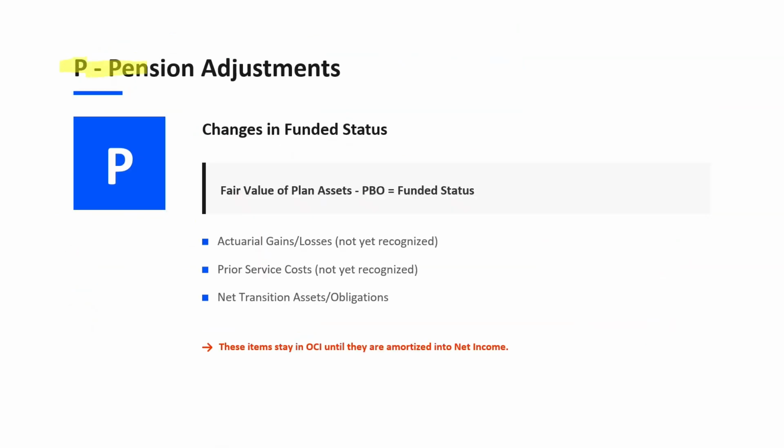As we said, P stands for pension adjustments. What kind of adjustments? Maybe there are some actuarial gains and losses based on their investments. Maybe there are some prior service costs not recognized. Maybe there are some net transition assets or obligations. Basically, if something like that happens, we keep track of them in other comprehensive income until they are amortized into net income. What's the purpose of this? If an investor wants to read the income statement and the pension is losing so much money, they may want to see that before they invest in the company, even if it's not fully recognized.